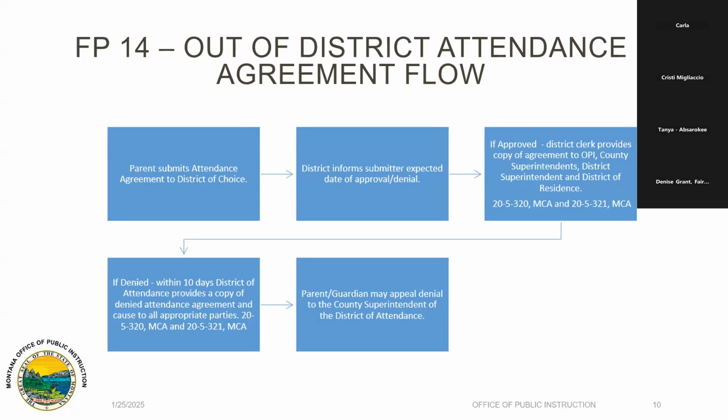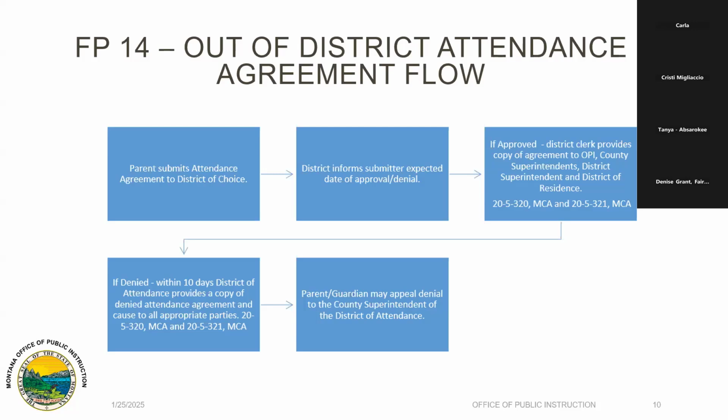Usually how this happens is the parent comes in and says, I want my kid to go here. And the district of attendance provides them with the FP 14. And then in this circumstance, it would be the FP 14-1. When they bring that back to you completed, check to make sure that everything is filled out. And then you just let them know that on such and such date, we're going to approve the tuition agreements, approve or disapprove.